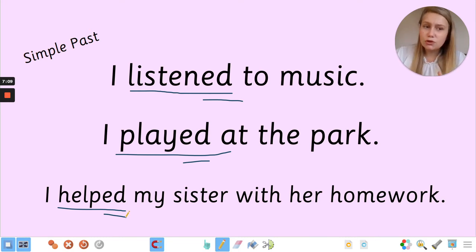Now, when I'm not sure if a sentence is in the present tense or the past tense, I always use the word yesterday, because I know yesterday is a past tense thing, isn't it? If it happened yesterday, it must have happened in the past. And I will reread the sentence, but I'm going to add yesterday to the start of it just to check that it still makes sense. Then I know that it's a past tense sentence.